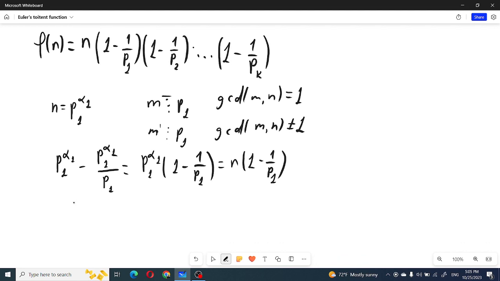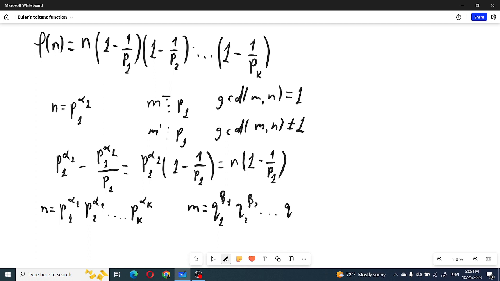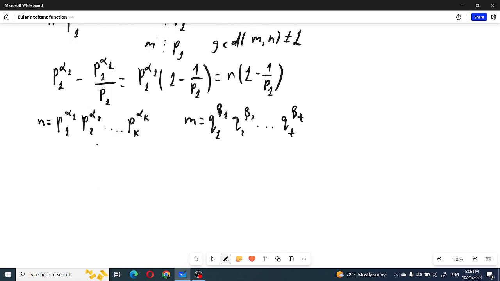And what does this mean? If we know n's prime representation, that n equals p1 to the alpha 1, p2 to the alpha 2, up to pk to the alpha k, and we are given another number m which has different prime factors, none of them equal to p1 through pk, q1 to the beta 1 power, q2 to the beta 2 power, up to qt to the beta t power, then we will see that f of mn must be equal to f of m times f of n.